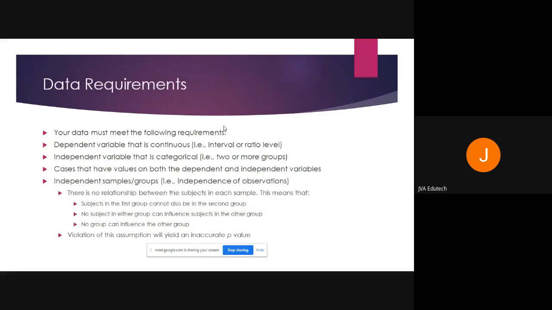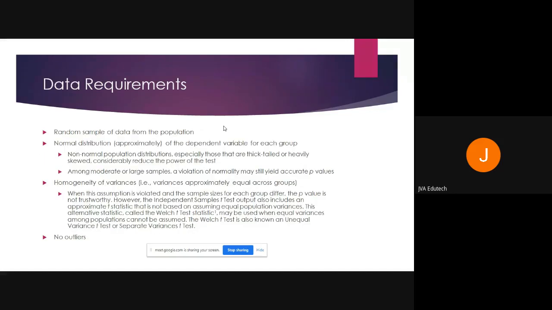Your data should again meet the same requirements as one sample t-test: the dependent variable should be continuous, and the independent variable should be categorical. Here your independent variable does not need to be continuous. Here the independent variable is categorical, with two or more groups. Only the dependent variable is continuous. And you have cases that have values on both the dependent and independent variable. There should be homogeneity of variances. There should be independence of observations. Okay. A random sample should be there, normal distribution should be there, homogeneity should be there, and no outliers should be there.